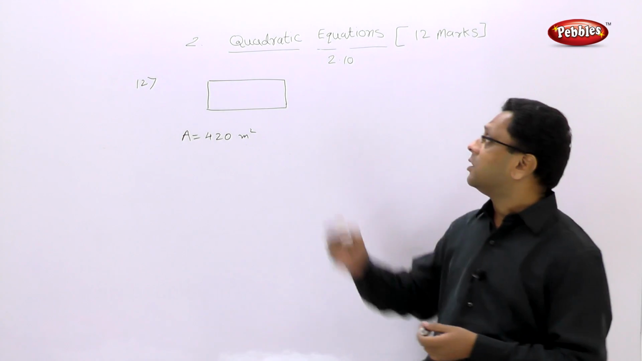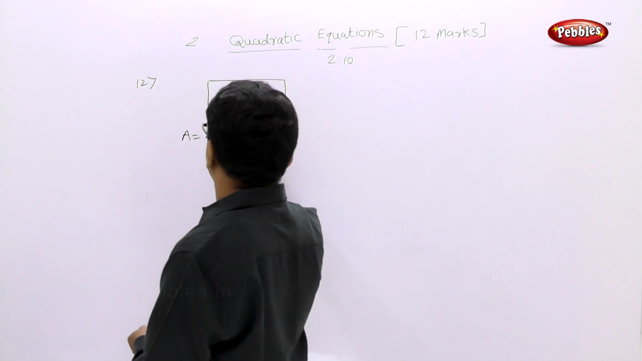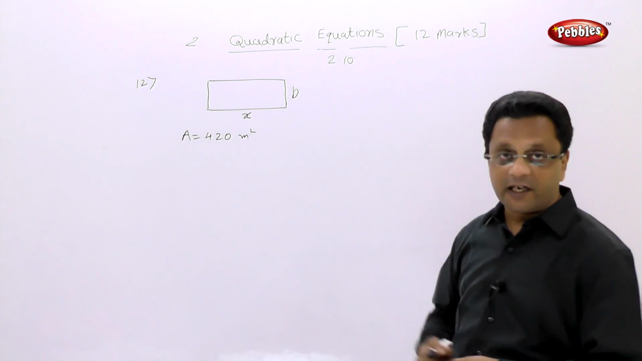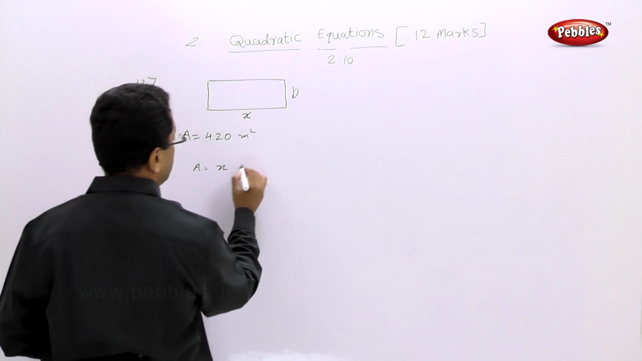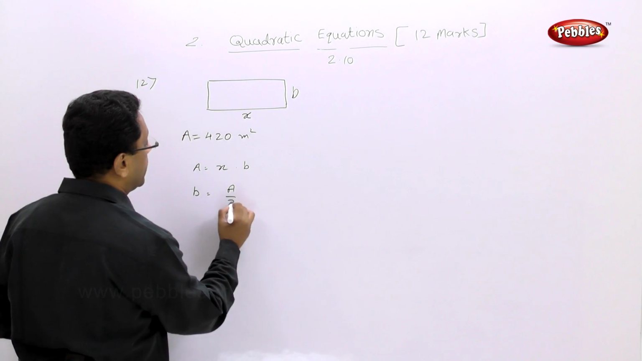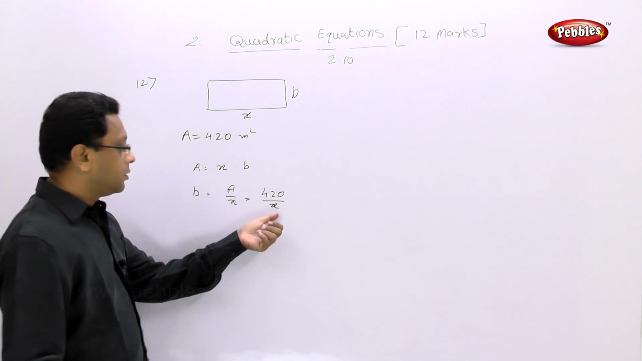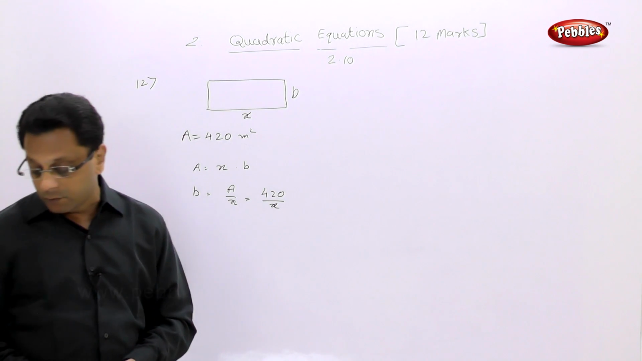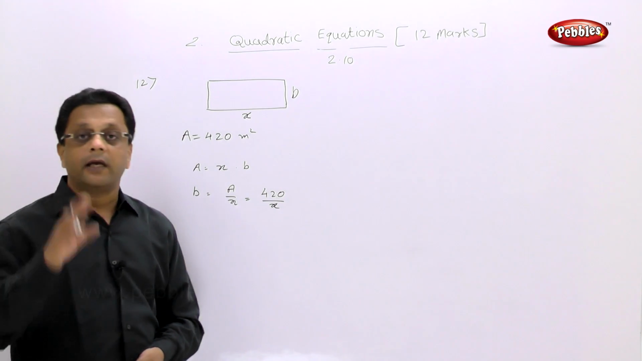This can be easily solved, but since we have to solve by quadratic equation, what we will do here, we will say length is x and breadth is b. So for the first rectangle, area is equal to x into b. So b is equal to area upon x, that is 420 upon x. This is the breadth of the first rectangle. Now in the second rectangle, the length is increased by 7 and breadth is decreased by 5, the area remains the same.